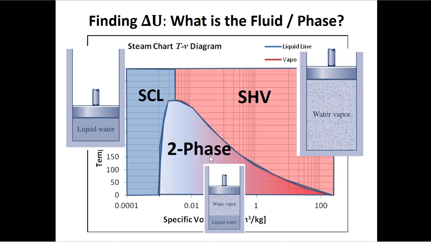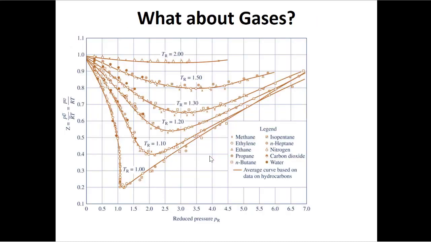Now, it's not just water that this works for. This is for any substance that undergoes some kind of phase change, like the refrigerant in your air conditioner, for example. We also started to talk about ideal gases. But first we needed to understand a little bit about compressibility. So that's why we're seeing this compressibility chart here.